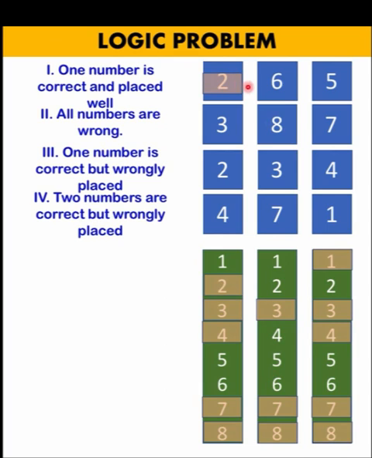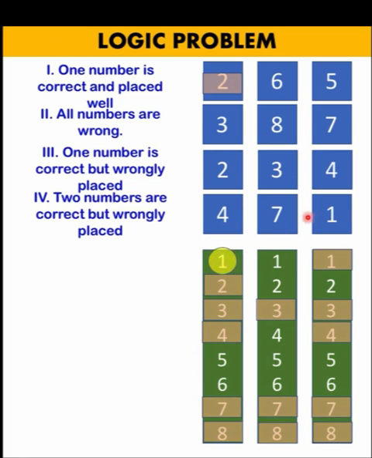So based on statement number 1, 6 and 5 could still be our candidates. Next, let's go back to the last statement. Two numbers are correct, and we already know that 7 is not correct. So we know that 4 and 1 are the correct digits, but they are wrongly placed. That means 4 could not be in the first column. That leaves us only 1 in the first column. So that means 1 is now the first digit in the puzzle.